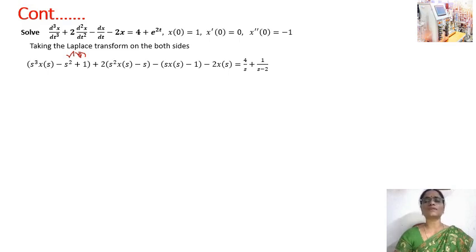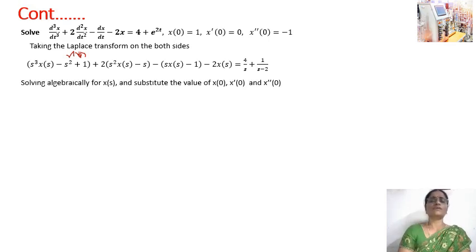Now come to the right hand side. What is the Laplace of 4? It is 4 by s. We know already the Laplace of 1 is 1 by s, so the Laplace of 4 is 4 by s. The Laplace of e power 2t is 1 upon s minus 2. So in the first step, we have taken the Laplace on both sides, the left hand side as well as the right hand side.